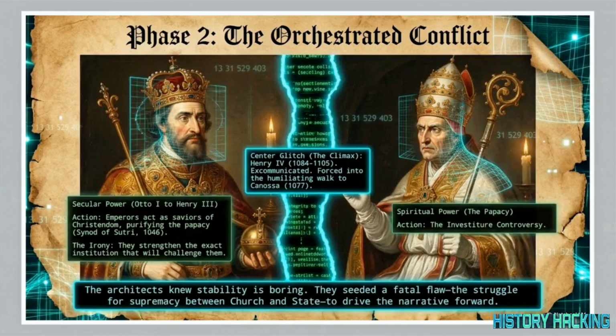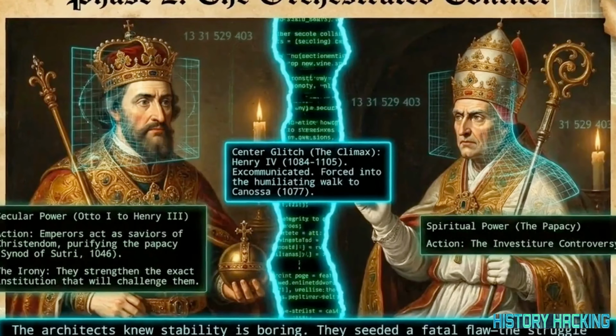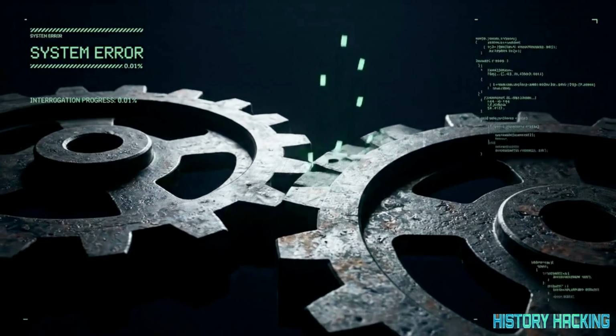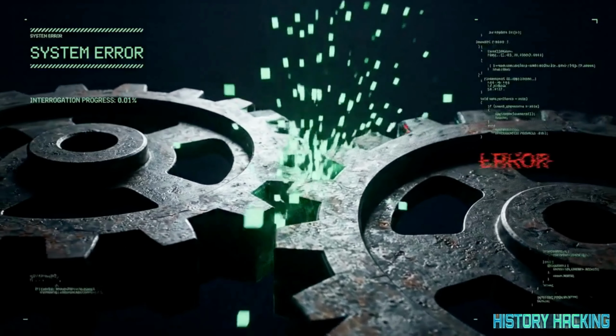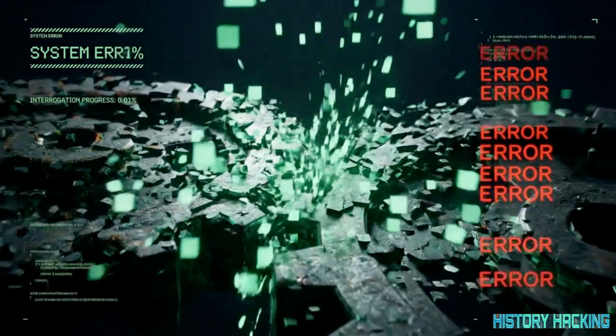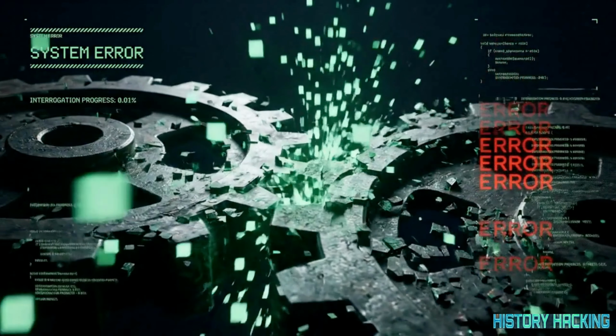In Phase 2's Ottonian rebuild, developers injected a massive software bug to keep the timeline moving, the existential struggle between emperor and pope. Henry IV's humiliation at Canossa isn't human tragedy. It's a scripted central glitch, a localized conflict forcing the simulation forward. The rapid collapse of dynasties and the bitter institutional battles were injected parameters. The code required constant, engineered friction to keep the timeline running.